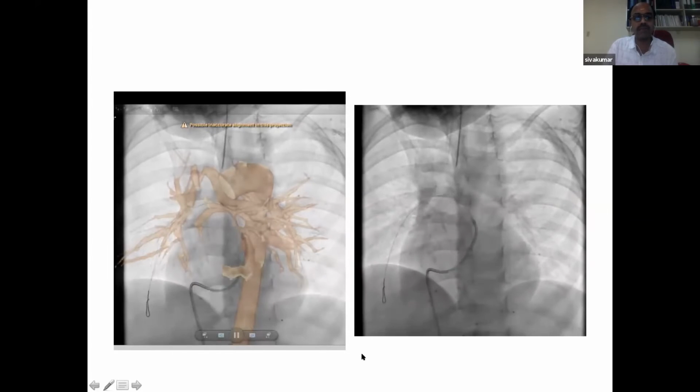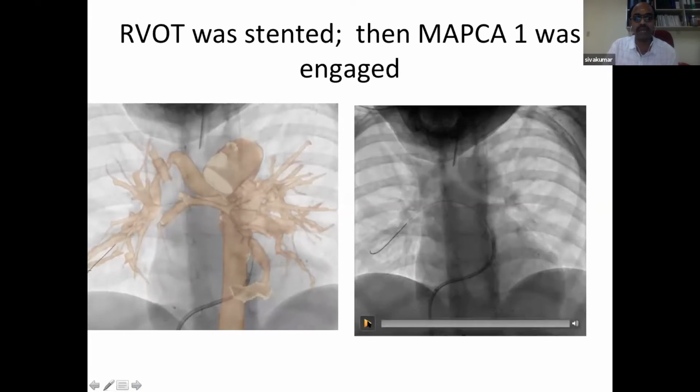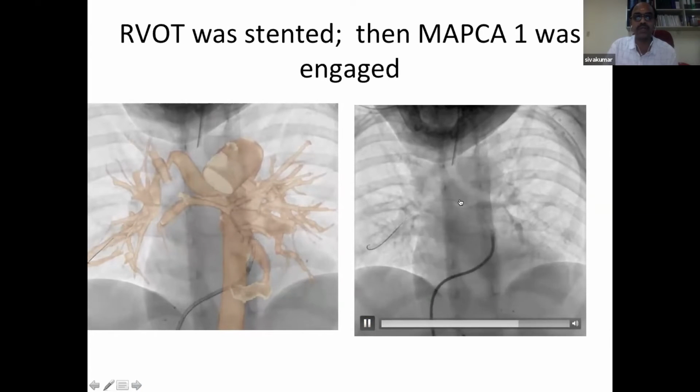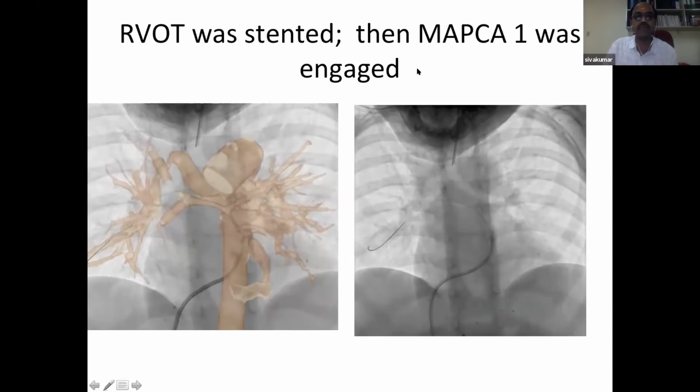Then you do the serial balloon dilatation and final stenting. This is the stent in place, and following the stent, you have achieved an antegrade flow between the right ventricle towards the pulmonary artery. So now we go on to the next step, the epicollaterals.